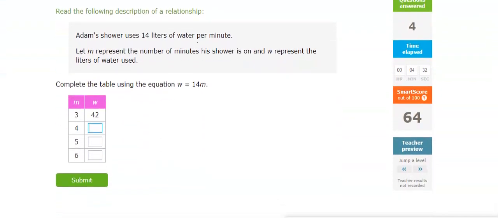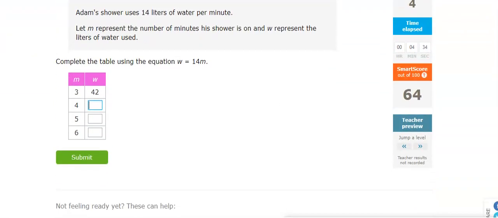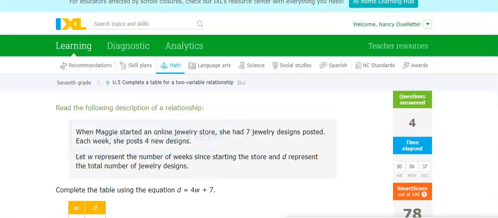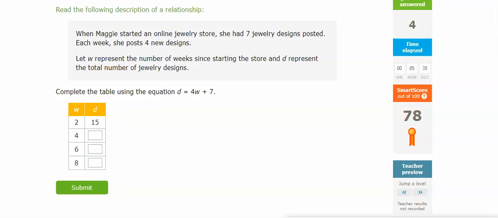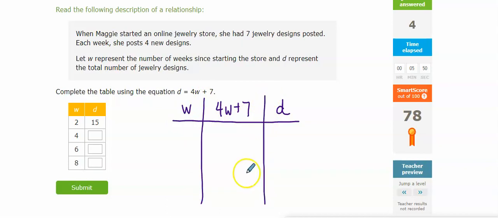Let's jump another level. Okay, let's see what we get here. So sometimes I like to rewrite these tables like this. I'll put the W and then the function part, and then I'll put the D over here. I'll rewrite it like this.